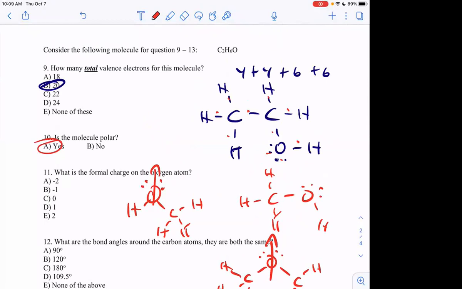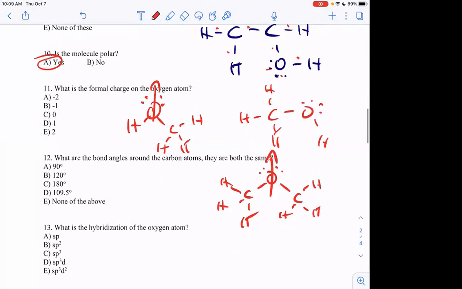What's the formal charge on the oxygen atom? Doesn't matter which structure you drew, oxygen's got 2 bonds and 2 lone pairs, so its formal charge is 0. What are the bond angles around the carbon atoms? Doesn't matter how you drew it. What are the bond angles? 109.5, that's the standard for tetrahedral, right?